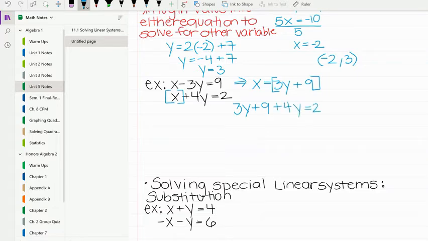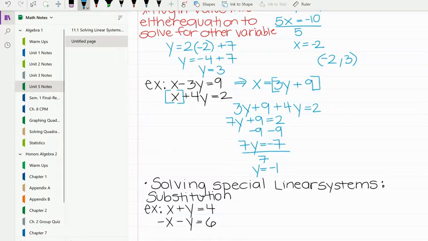And from there, you are going to just combine like terms. So we would have 7y plus 9 equals 2. Then subtract 9, so we would get 7y equals -7. Divide by 7, so y equals -1. So last time we got the x first, this time we're getting our -1 first.